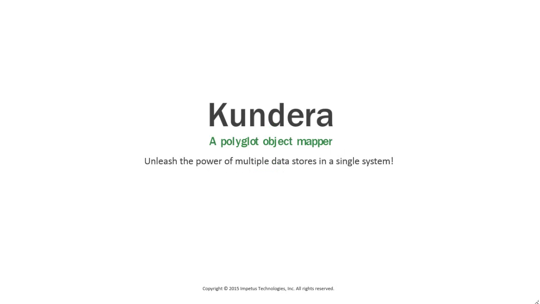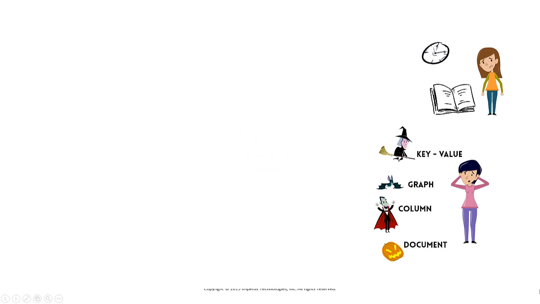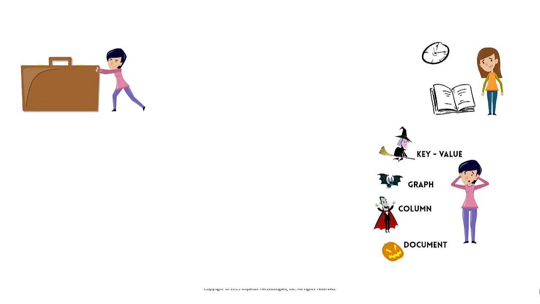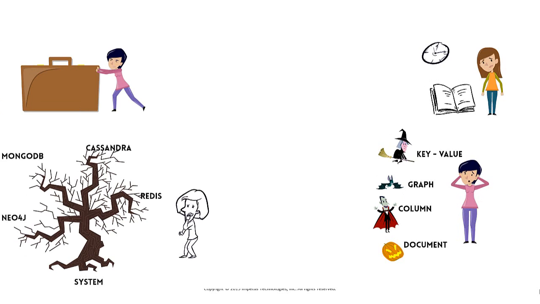Welcome to the video preview of Kundera, a Polyglot Object Mapper. One of the major challenges in the NoSQL world is the learning curve involved to start using a NoSQL data store. Another challenge is making a choice from multiple types of data stores available in the ecosystem. Also, some complex applications might require using a multitude of data stores, with no single solution available. And this is where Kundera comes into the picture.